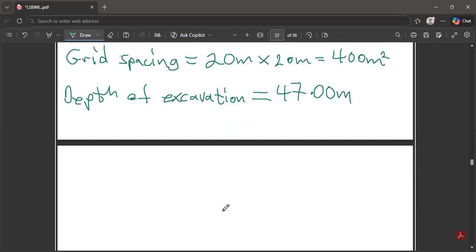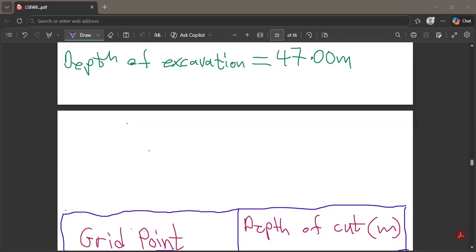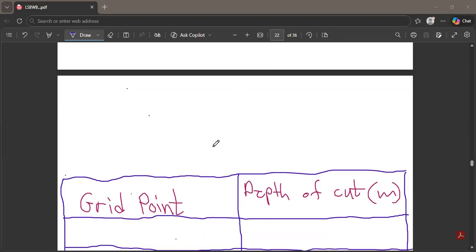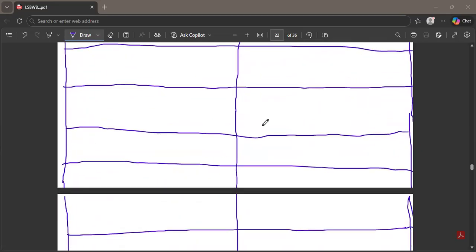We want to use the average depth method. We have to know that the volume is equal to the average depth times the area. So you're going to be doing a table right away. This is the table we are going to be using.